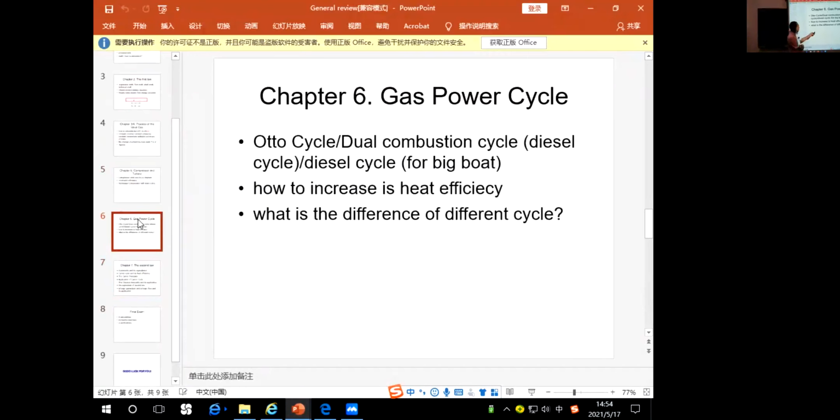I say here, what is the difference of different cycles? And I will not give you such kind of question. In my final exam, I will ask you, for example, what is the difference between the Otto cycle and the diesel cycle? I will give you the specified cycles, not just like this one: what is the difference between different cycles?